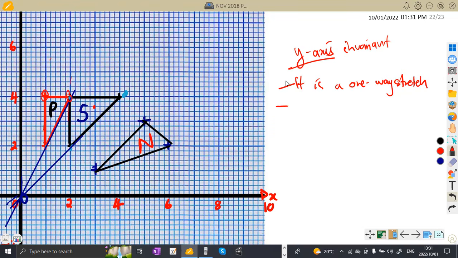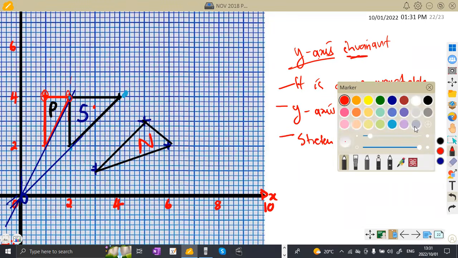What do we need from this one? We need the invariant line. Already the invariant line is there. So it's y-axis invariant. Then we need the stretch factor, where I told you that the stretch factor is the distance of the image from the invariant line over the object from the invariant line. So you just take any of the points. When you are referring to the points, you must find corresponding points in this case.